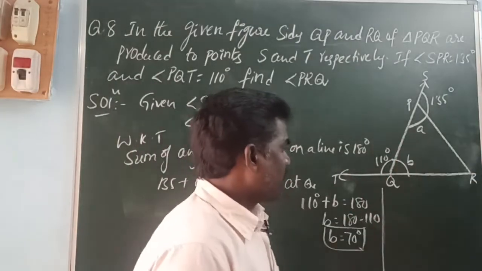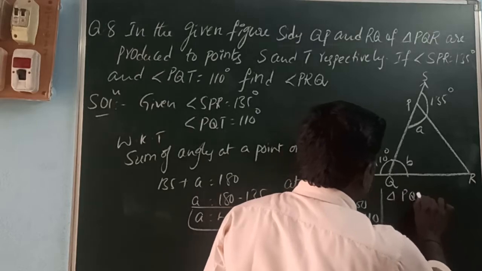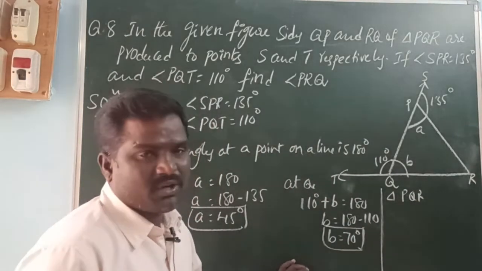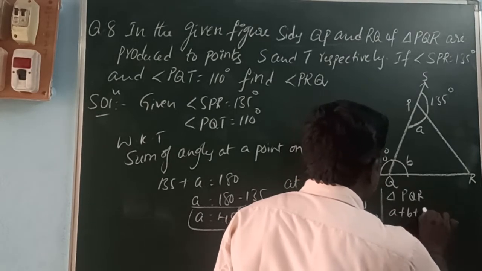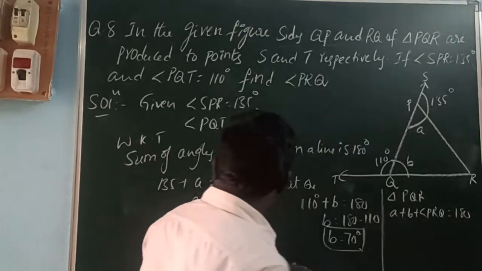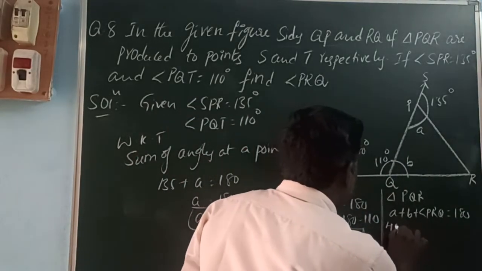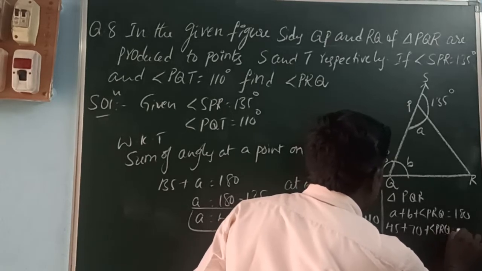So here, the sum of angles in a triangle is how much? 180 degrees. So in triangle PQR, the sum of angles is how much? 180 degrees. So A plus B plus angle PRQ is equal to 180. A is 45, B is 70, plus angle PRQ is equal to 180.